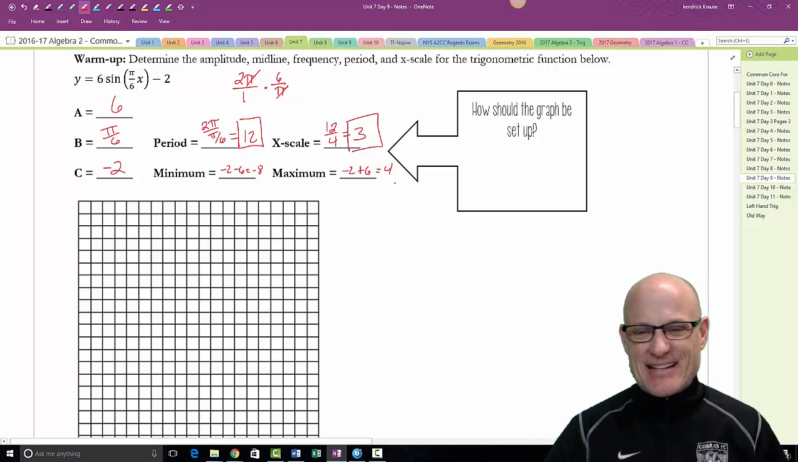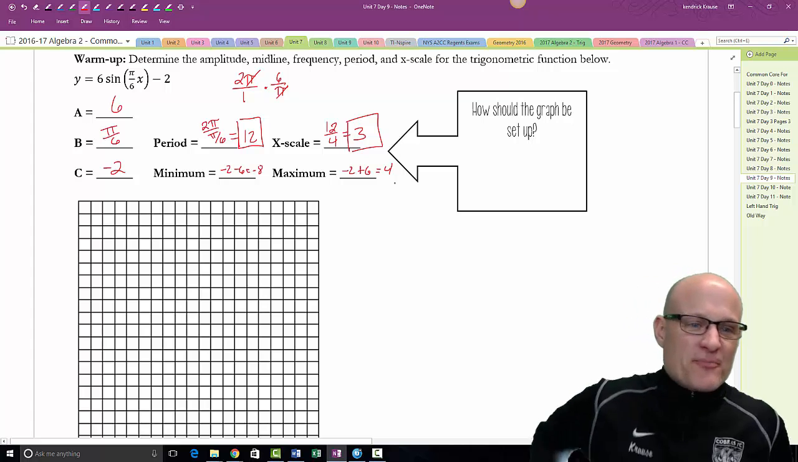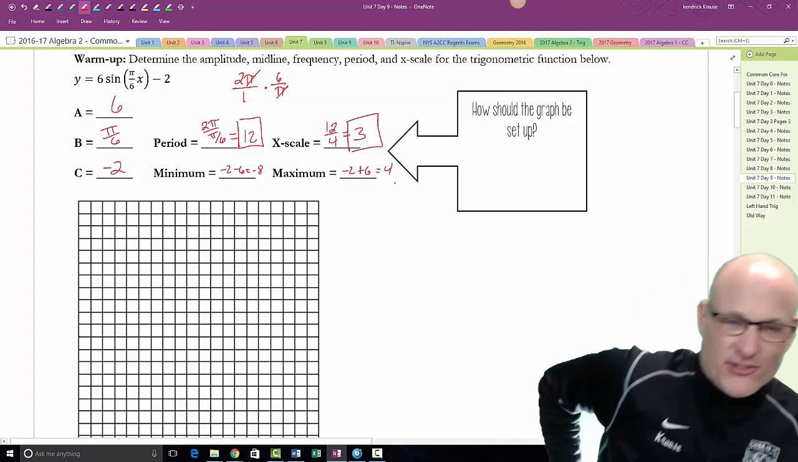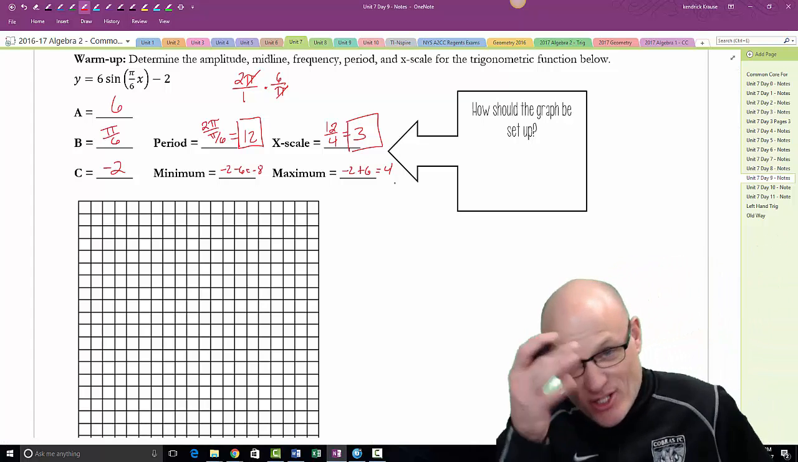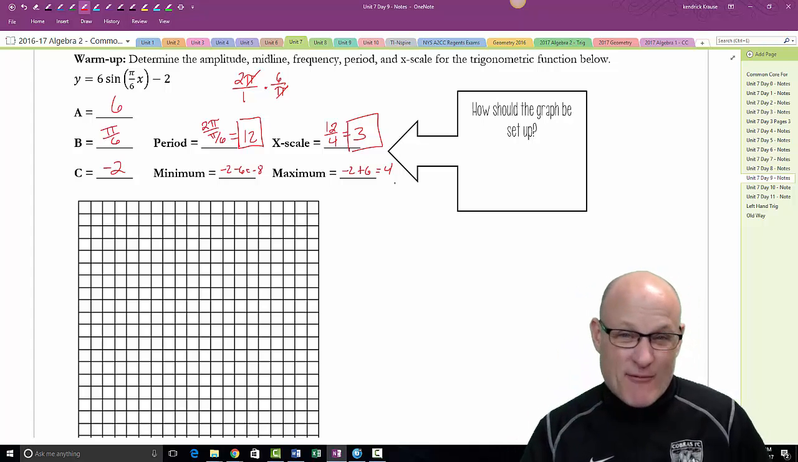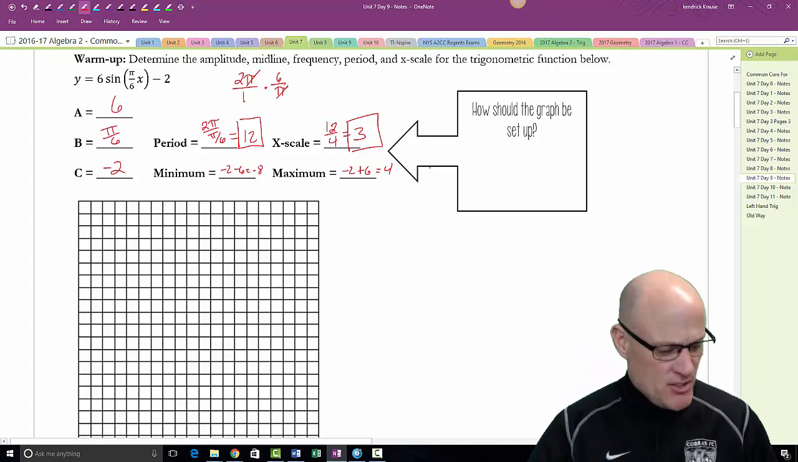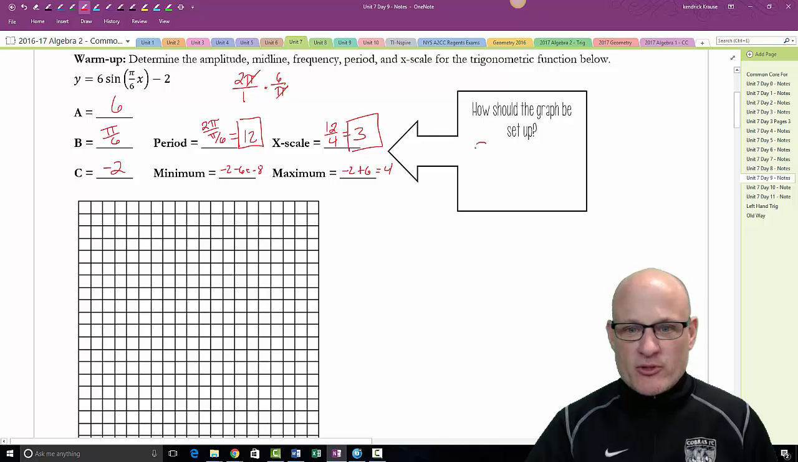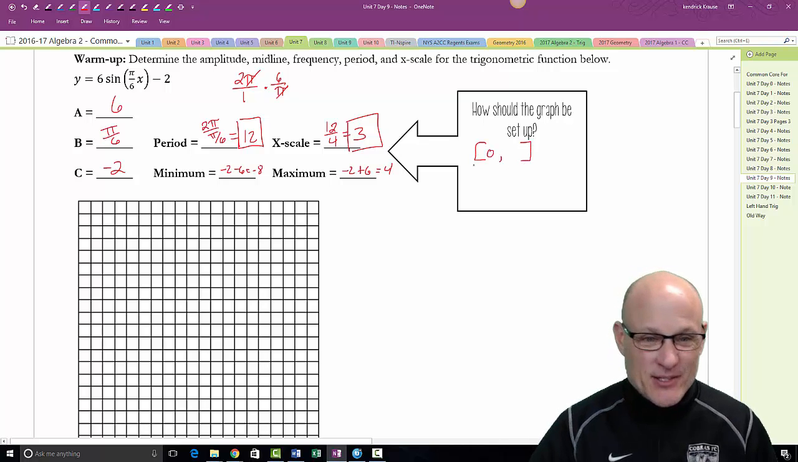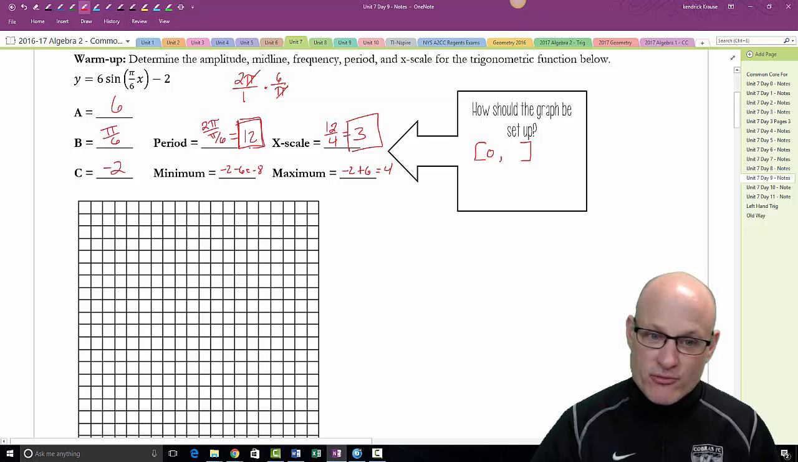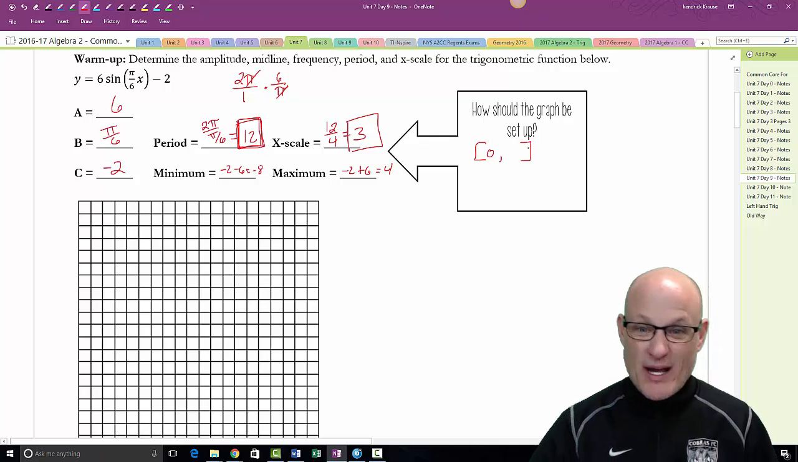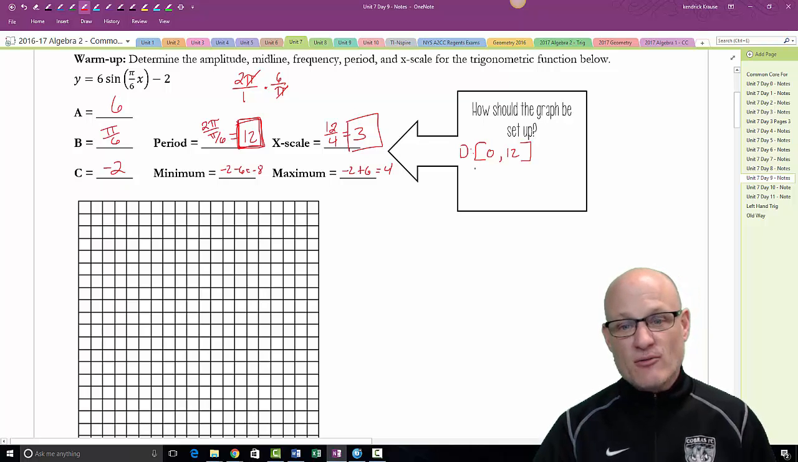So let's see. How should I set up my graph? Before I start, that's why I didn't put any axes on here. I want you to think about, how do I have to set up my graph? What is this thing going to be looking like? Normally I would go between 0 and 2 pi. But in this case, and this is really weird, I'm going to finish at 12. So I want my x value, or my domain, to go from 0 to 12.